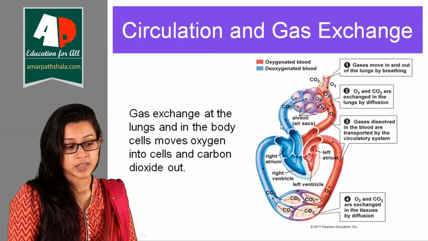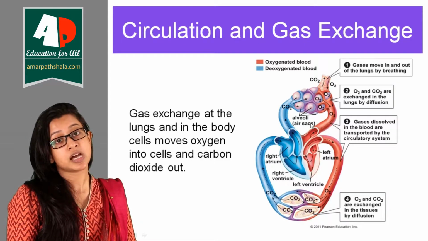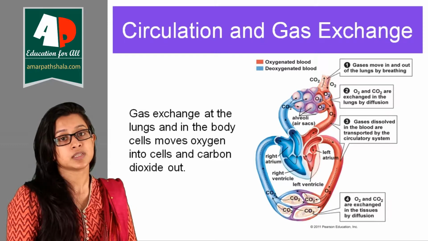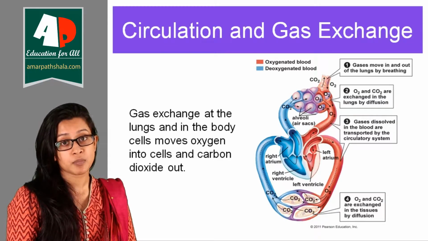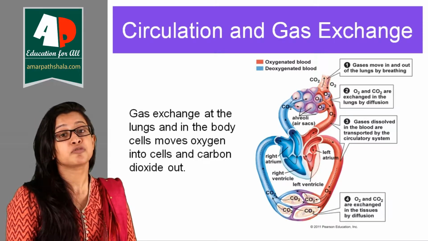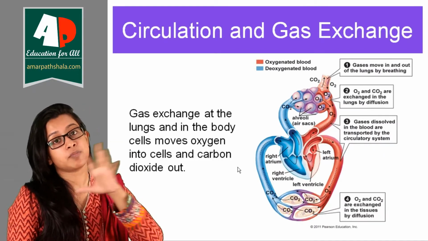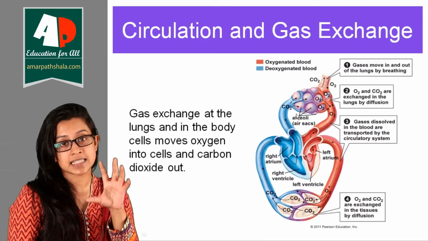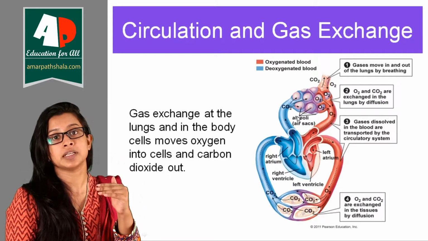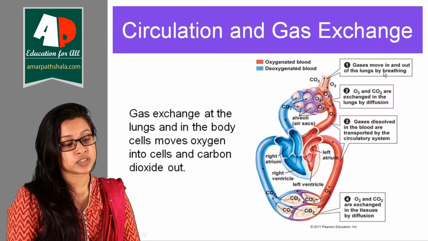See, this is our heart. This is the right side of the heart and this is the left side of the heart. In the chapter The Circulatory System, we learned that the right side of the heart mainly pumps deoxygenated blood which comes from the body, and on the left side of the heart we have the oxygenated blood coming from the respiratory system, from the lungs to the heart, which is then pumped throughout the body. So this diagram that you have on your screens right now is a summarized explanation of this process. So here you see gases move in and out of the lungs by breathing.